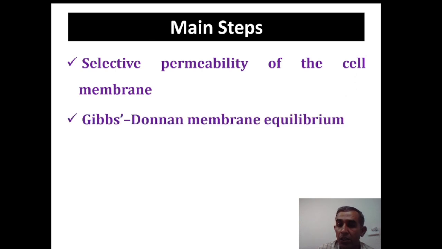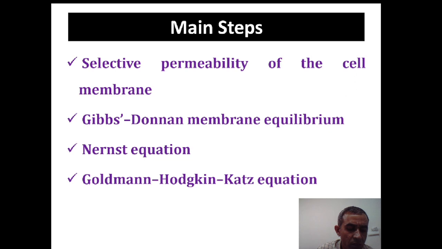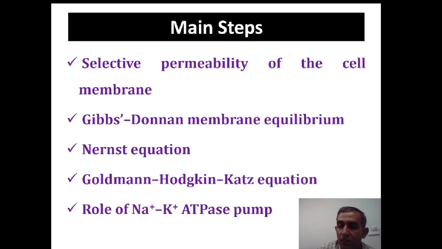Then there are 3 equations that justify the resting membrane potential that you can write in the genesis of the RMP. The first one is the Gibbs-Donnan membrane equilibrium. Second is the Nernst equation, also called the Nernst potential. And third is the Goldman-Hodgkin-Katz equation. What these are and how they are explained, we will discuss in the subsequent slides. In the last, we will discuss the role of the sodium potassium ATPase pump in the RMP.